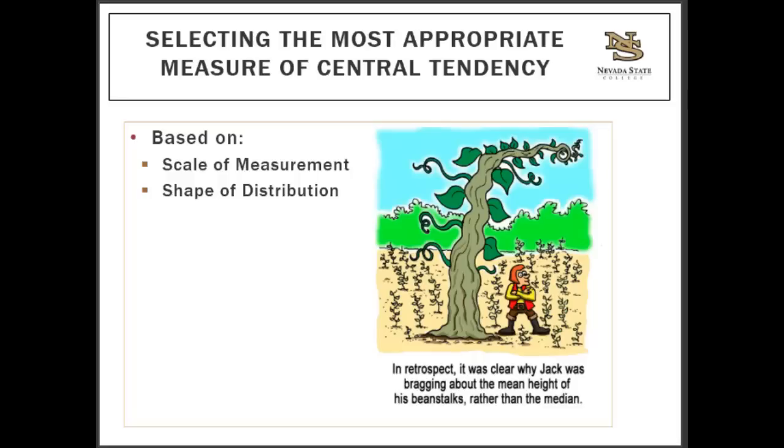So I showed you all 3 measures of central tendency, and I showed you all 3 for a reason, because there's different situations where a particular measure of central tendency is most appropriate. And that all depends on the scale of measurement and the shape of the distribution. So here in a little bit, you'll understand why this cartoon is funny. It's because the mean can be biased by really high scores.